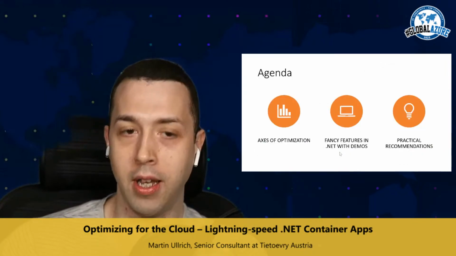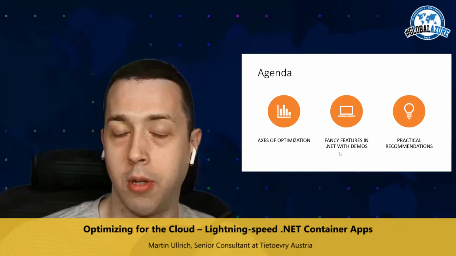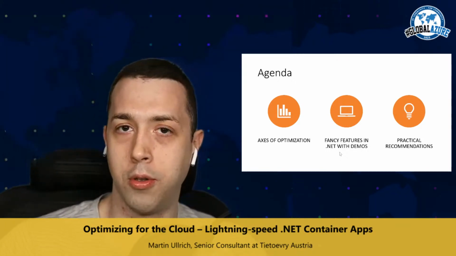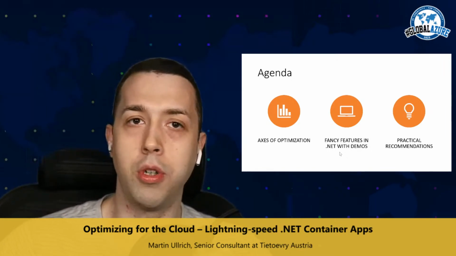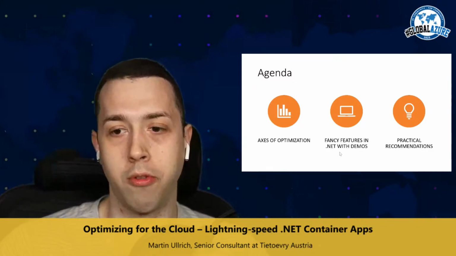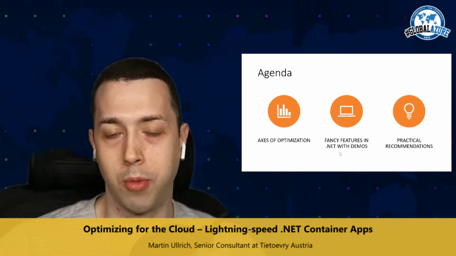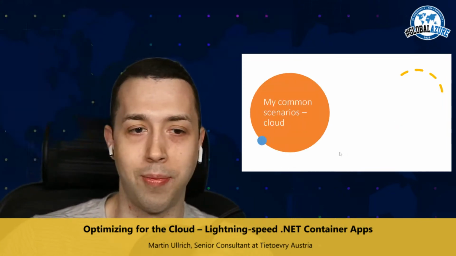So what I want to do with you today is talk a bit about the axis of optimization that we can do in .NET. I want to demo you some fancy features in .NET and give you some practical recommendations what you can do with your apps to improve your performance. I hope there should be one thing that everyone could take away for their own applications. I will mention that at the time.